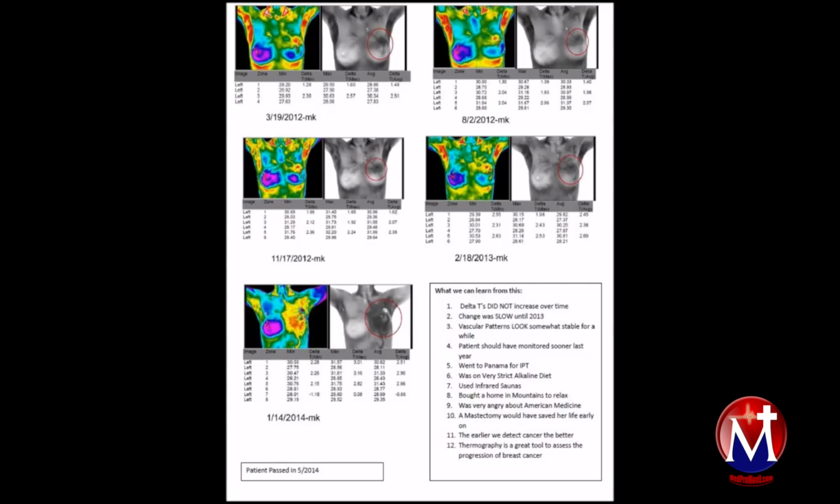So she went on a very strict alkaline diet. She went to Panama for treatment. She used infrared saunas. She bought Mountain House to relax. So she did everything that she thought she was doing right to correct her situation.